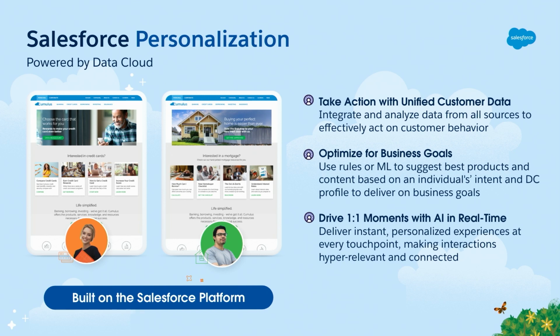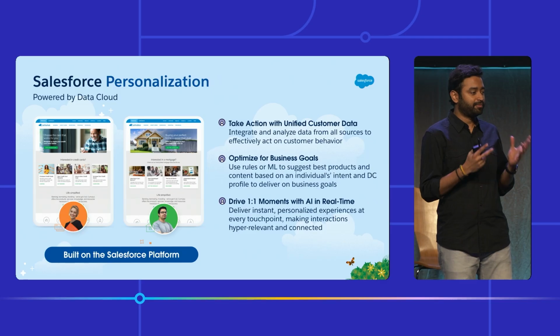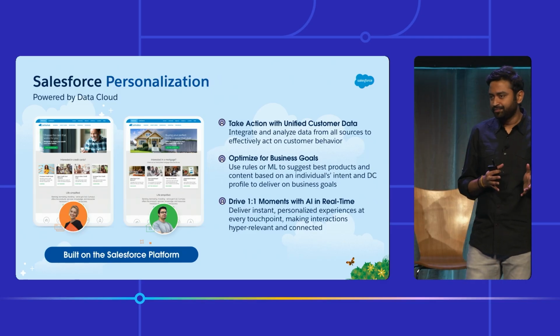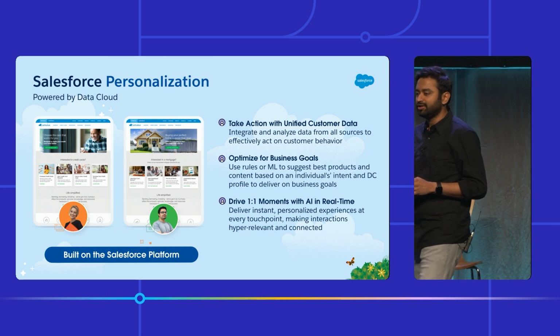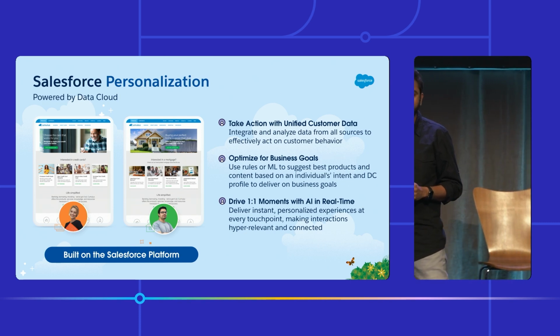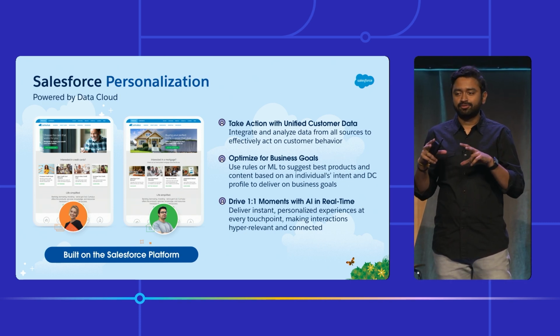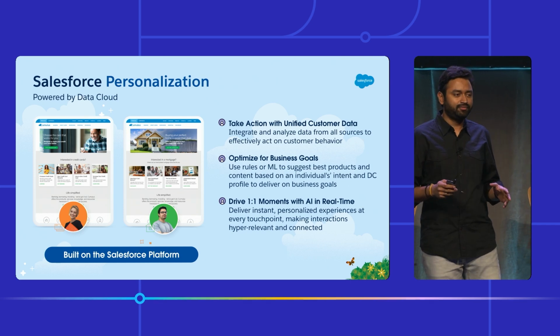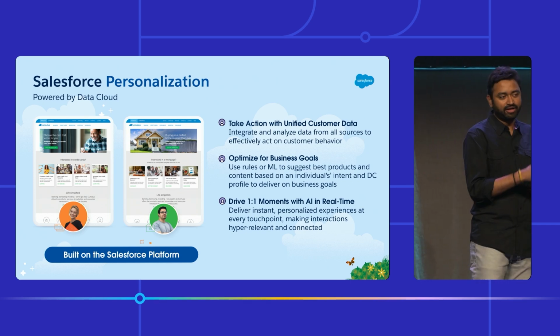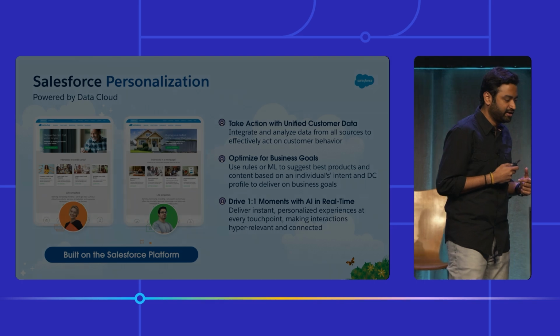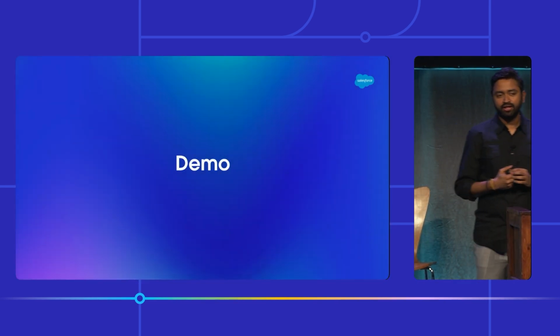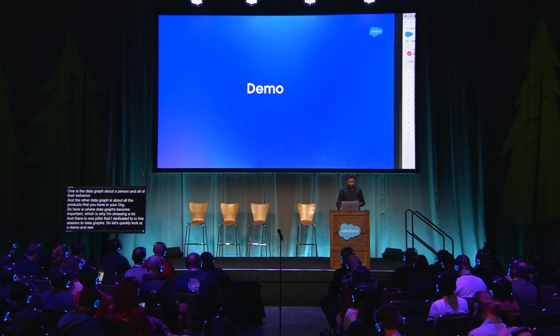So personalization takes in two data graphs as inputs. One is the data graph about a person and all of their behavior, and the other data graph is about all the products that you have in your org. So here as well, data graphs become important, which is why I'm stressing this a lot, and why I dedicated one pillar in this session to data graphs. So let's quickly look at a demo and see how all of this comes together.